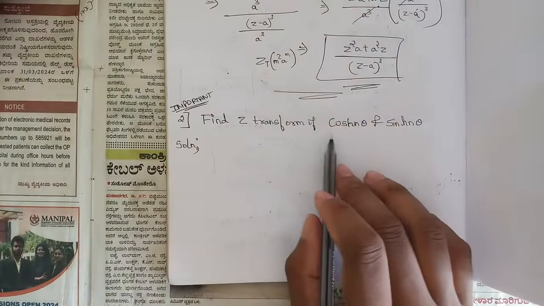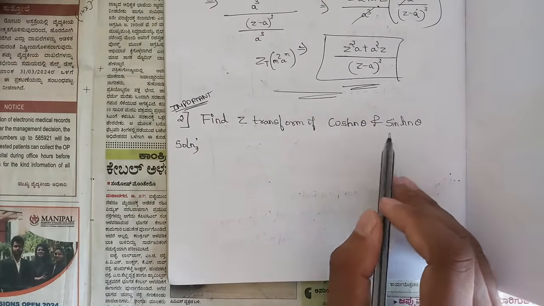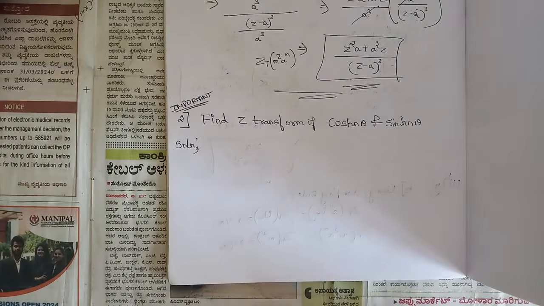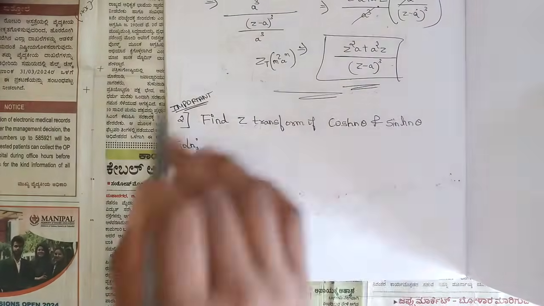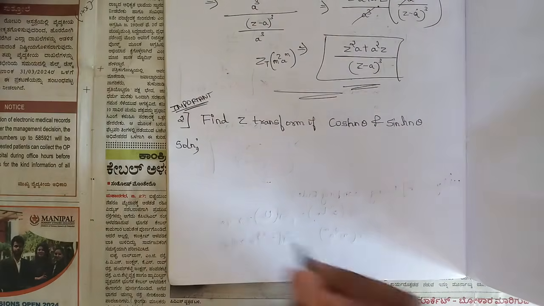Find the Z transform of cos h n theta and sin h n theta. So now what is this h? This h is a hyperbolic function. You might have heard this in your previous semesters, hyperbolic trigonometric functions. This is a very important question. Please make a note of this question, it can be asked in your exams.